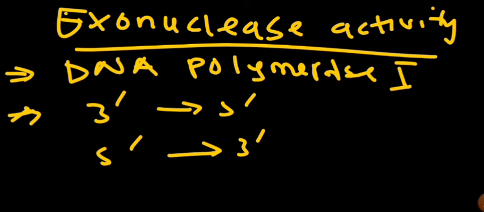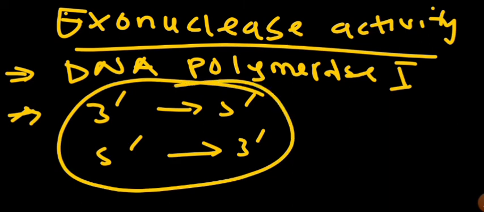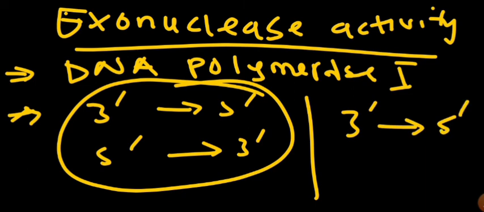So for example, if it makes a mistake, it's going to go back and remove everything and then continue. All right, so it is able to go back and continue again. So it is in both directions. All right, so it is in both directions. But for the DNA polymerase 3, it is 3' to 5'. For this one, it is both directions.